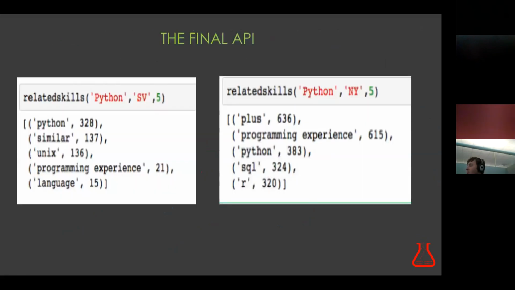So we built an API to analyze some of these relationships, to really simply put in a query: what's the skill that we're looking for, and then the metadata. For this example, we just use the city to subset the data, and then have it return the related skills. So we did some NLP to extract the relationships between the features as related skills, or skills that go together. And here you can see some of the differences between New York and Silicon Valley for Python.